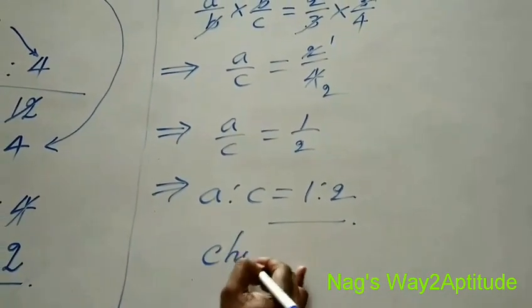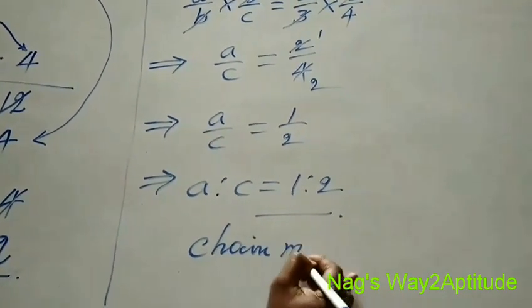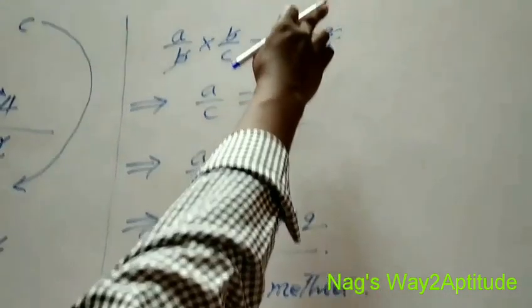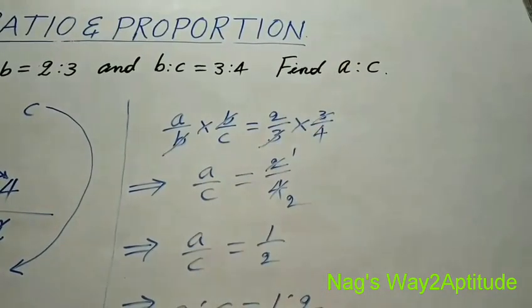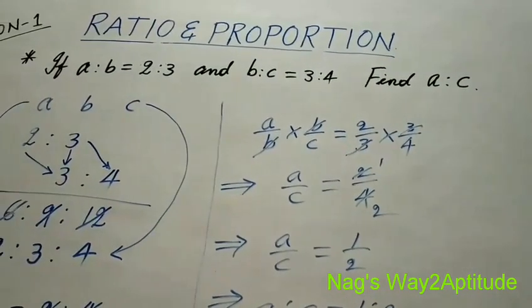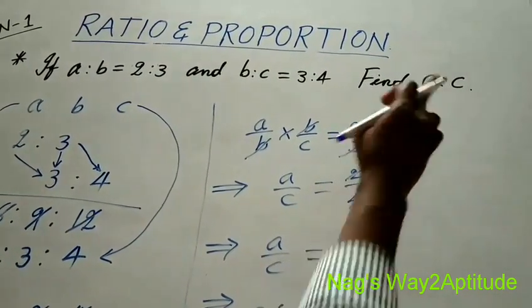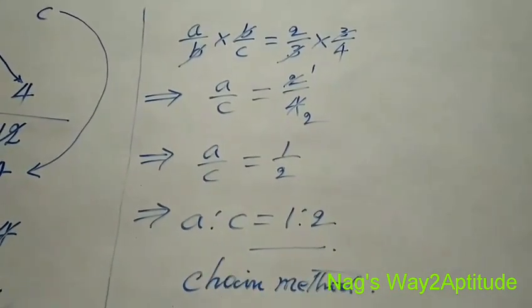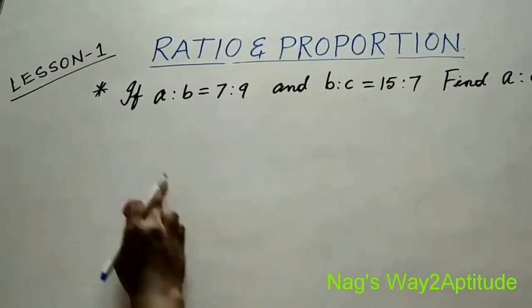So this is called the chain method. If A is to B is to C is asked, you need to follow the previous method like this. But if you want to find out A is to C, you simply follow this chain method. Now let us go to the next problem.